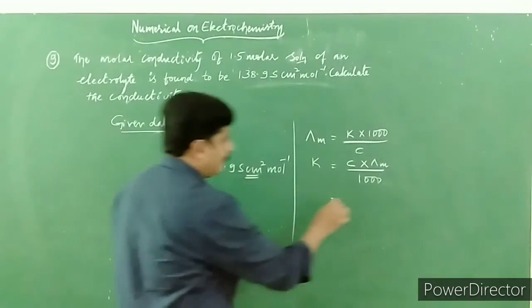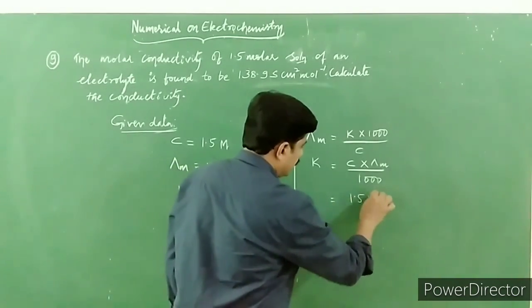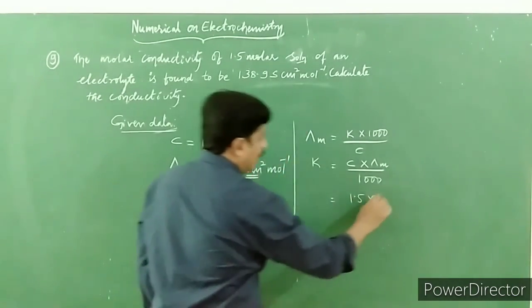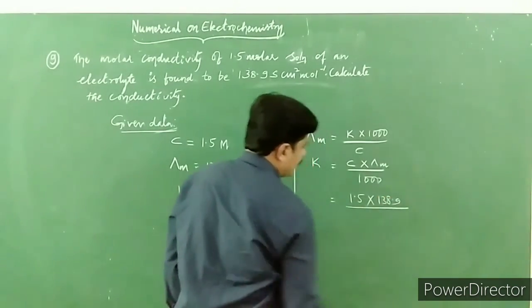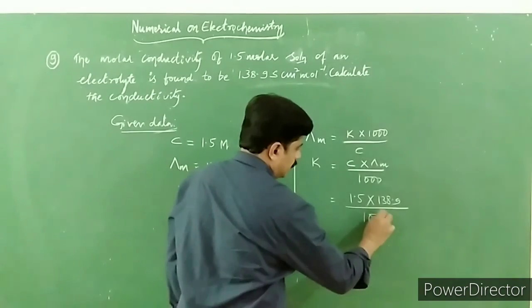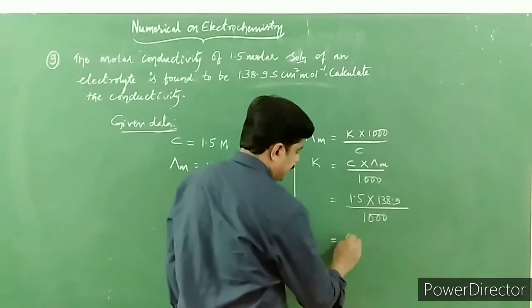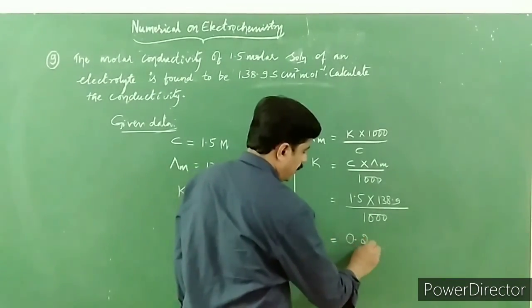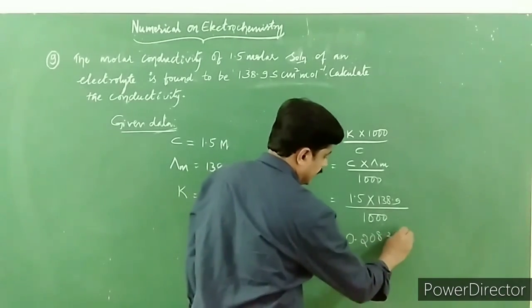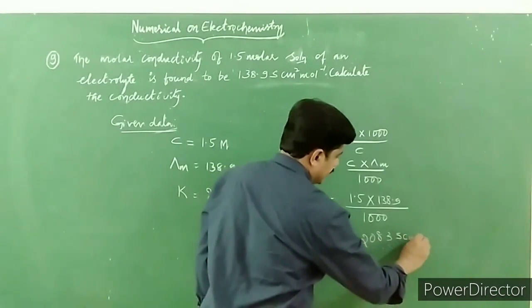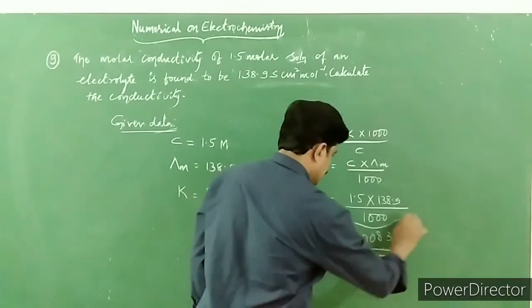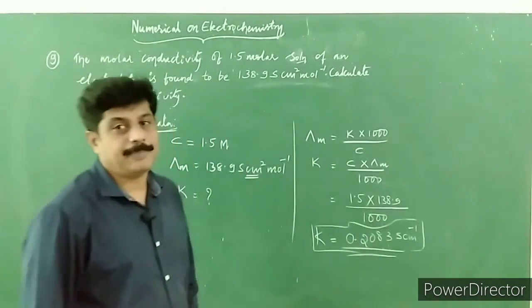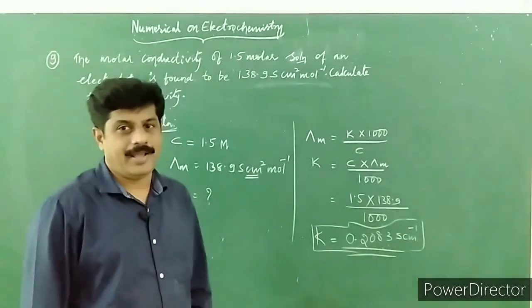What is C? 1.5 molar solution. Lambda m is given here, 138.9 Siemens centimeter square per mole. So, divided by 1000. Children, if you simplify, you are going to get 0.2083 Siemens per centimeter. Children, this is what is called conductivity, otherwise called specific conductance or kappa.